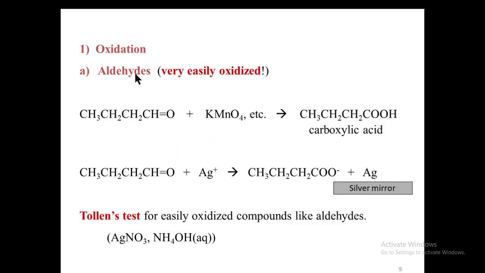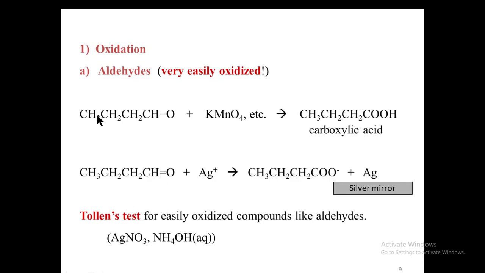Look at the oxidation. Aldehydes are very easily oxidized. The oxidizing agent is Tollens' reagent, and the product will be carboxylic acid. You know about the Tollens' test for easily oxidized compounds like aldehydes. Look at this: this is an aldehyde, with silver. Now, the silver mirror test.